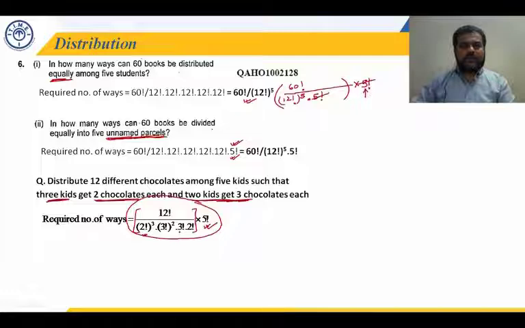Fine. I hope it is clear, the distinction between when you have to form the parcels and when you have to form the parcels and thereafter you have to distribute the parcels also. Alright.